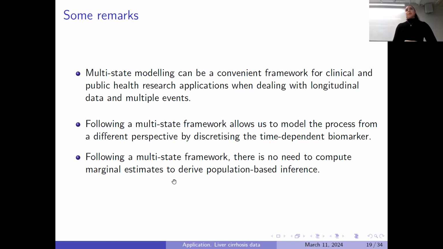compute marginal estimates. What happens when you have a linear mixed model is that your marginal likelihood is going to be conditional on the random effect, so you're going to have to integrate that. You don't have to do that to get population-based inference in the multi-state model.